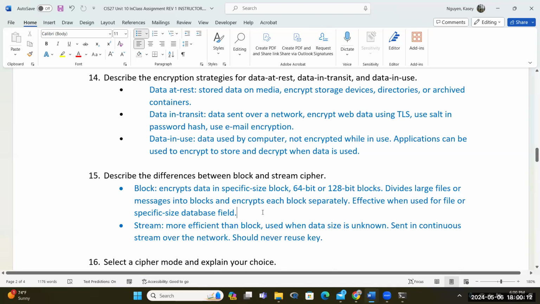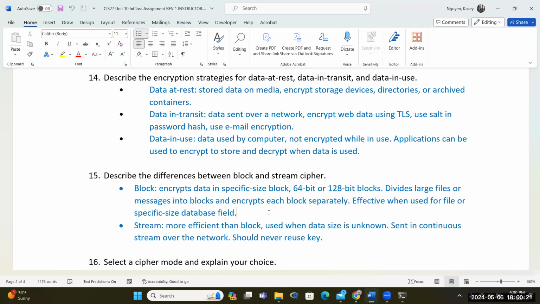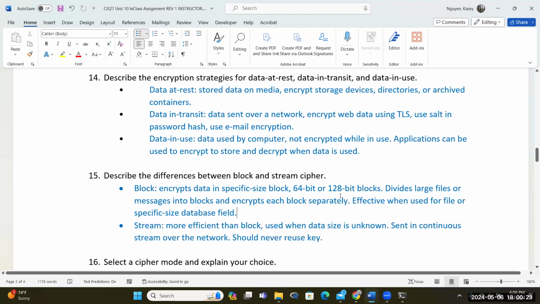So we would normally see this in database fields. When we say fields, those are columns in the database table, right? It is effective for files or database fields. So for example, password columns, bank account columns.